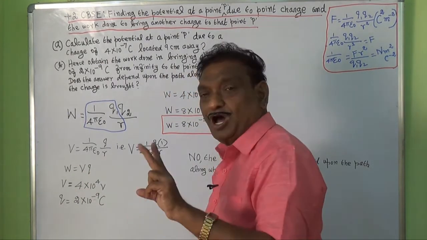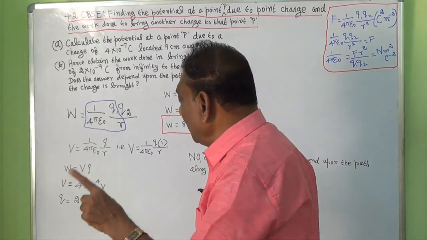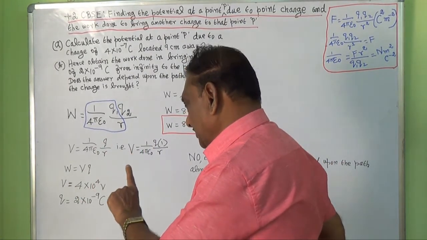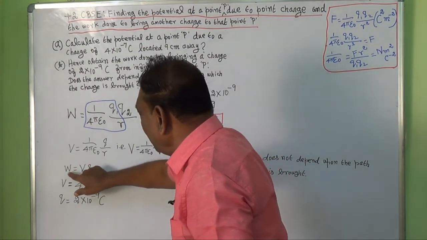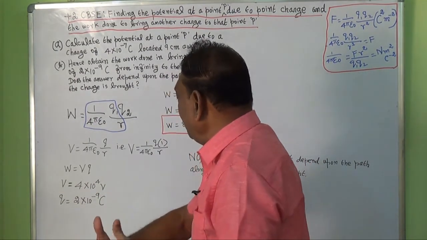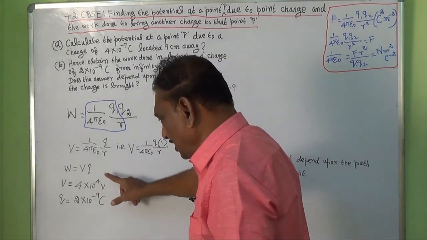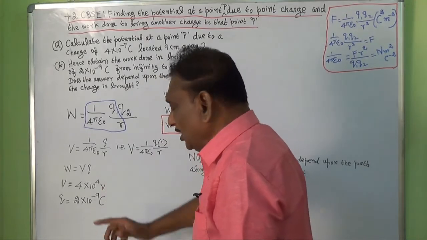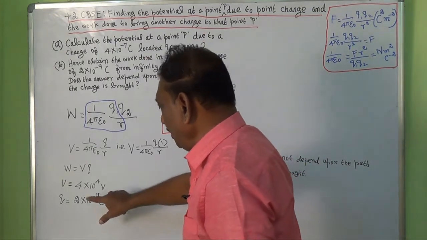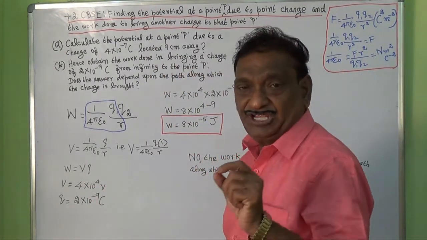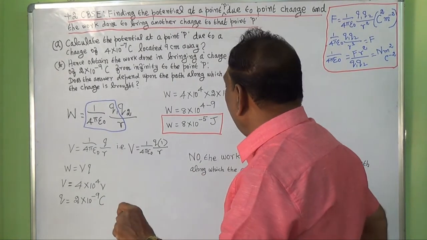In this formula there are 3 data, one on the left side and another two on the right side. If we know V and Q, we can find the work done. As already discussed, we know capital V, that is potential, and also the charge which is brought from infinity. Since we know these two data, that is V and Q, we can proceed to find the work done, that is W.